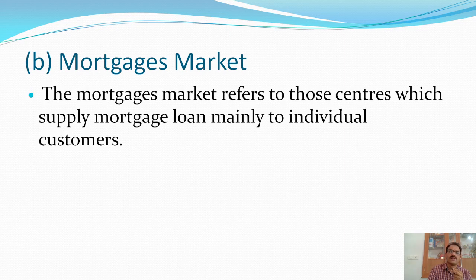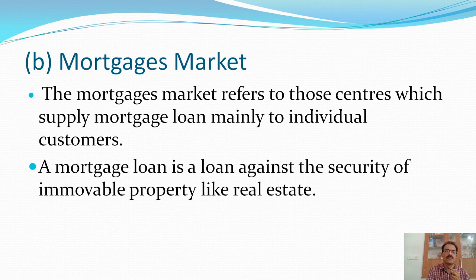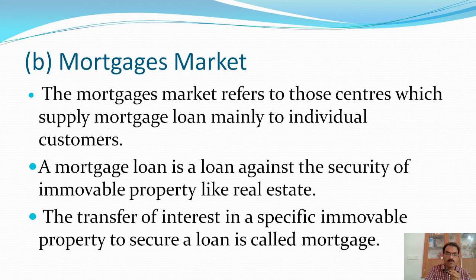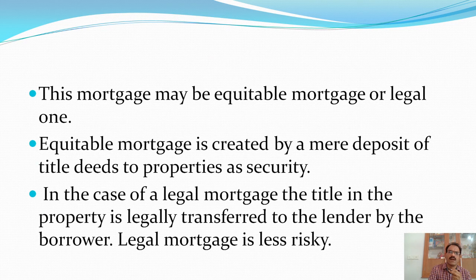Mortgage market. The mortgage market refers to those lenders which supply mortgage loans mainly to individual customers. A mortgage loan is a loan against the security of immovable property like real estate, land, building, etc. So what is a mortgage? The transfer of ownership in a specific immovable property to secure a loan is called a mortgage. And the mortgage may be equitable mortgage or legal mortgage.